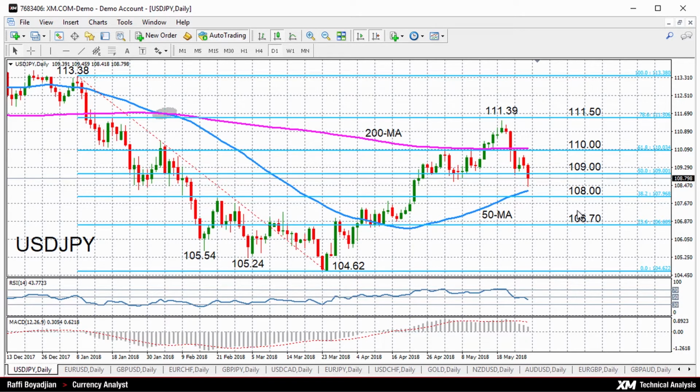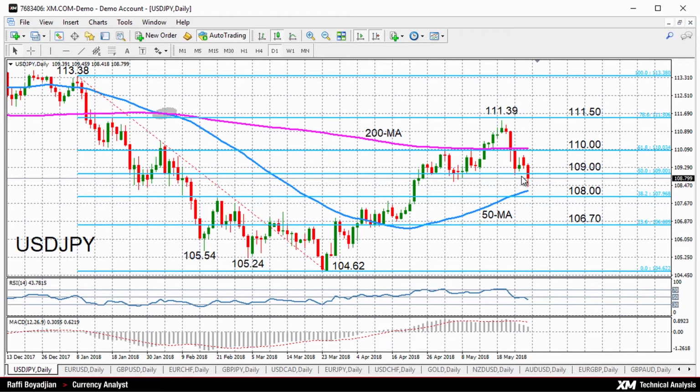104.62. A drop below the 108 handle would potentially signal further losses in the near term, and that could take prices towards the 23.6% Fibonacci at 106.70. A drop below 106.70 would risk taking the pair back towards those lows from back in March around 104.62 and would erase much of this uptrend that's taken place since late March.